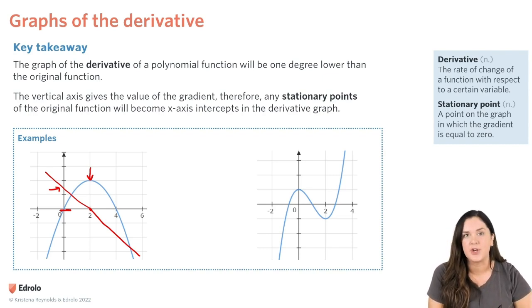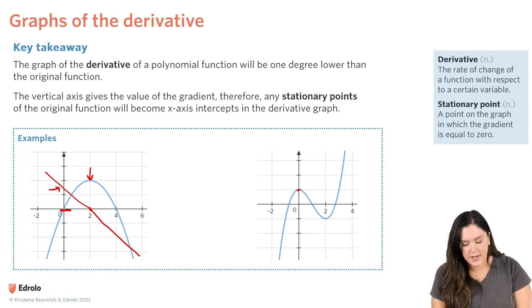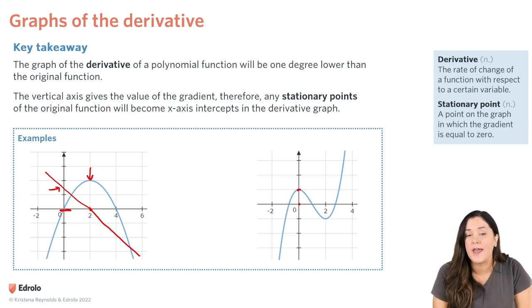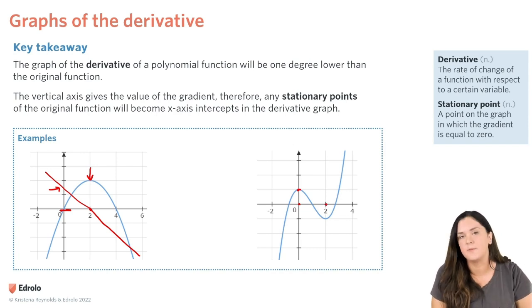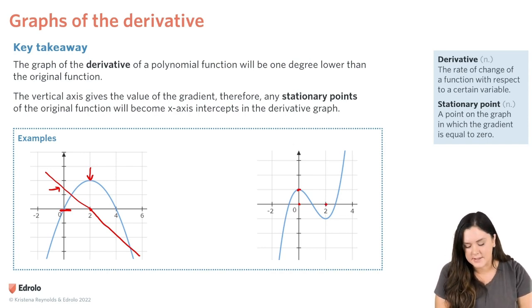Again, the first thing we need to do is put in our stationary points. So we have a stationary point here when x is 0. So I'm just going to put that on the x-axis there. And our next stationary point is when x is 2. So again, I'm just going to put a dot there when x is 2.